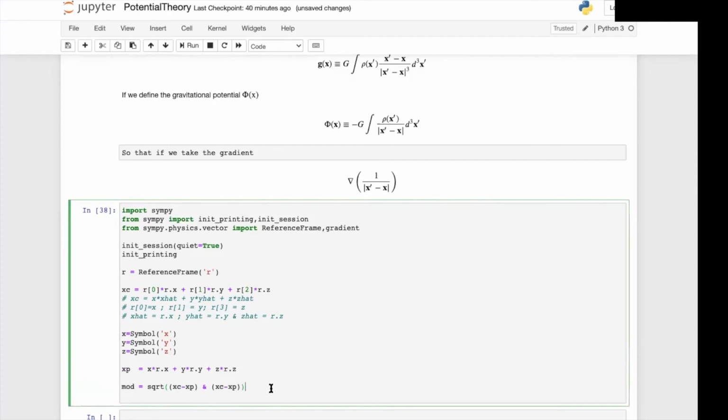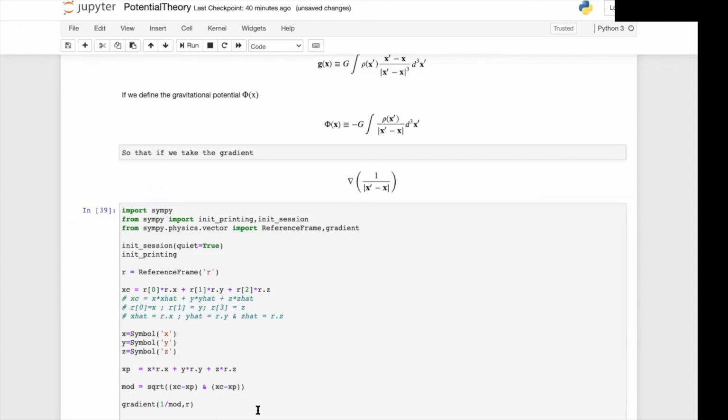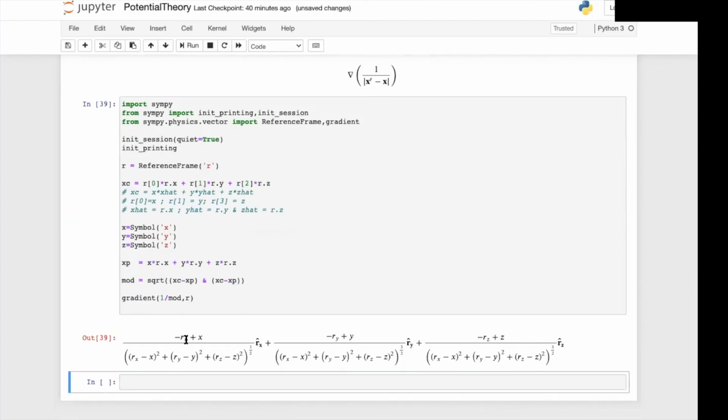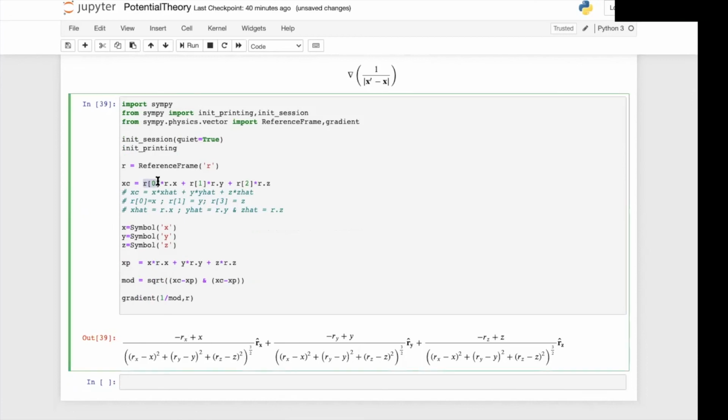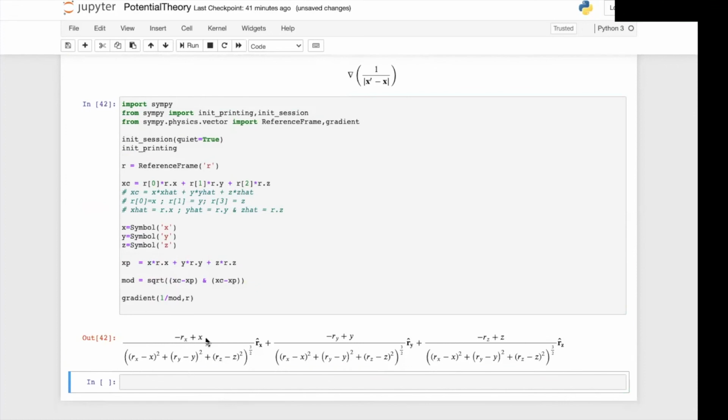Now let's take the gradient. The gradient of 1 over the modulus, and R here is the reference frame that is calculating the gradient. So the result is, there you go. R.x here is the x, and what I call here is x prime. So what you have in the end here is, for each component, minus x plus the prime. And the denominator in all cases is the cube of the modulus.